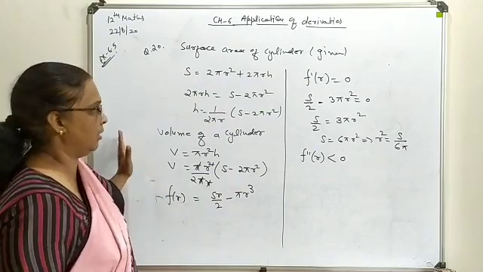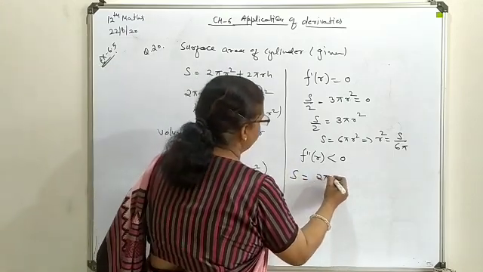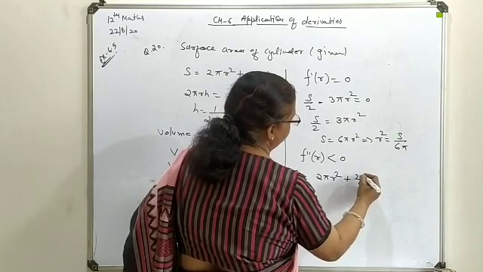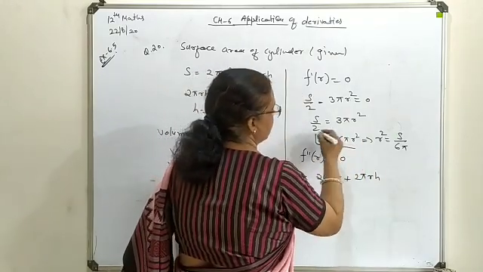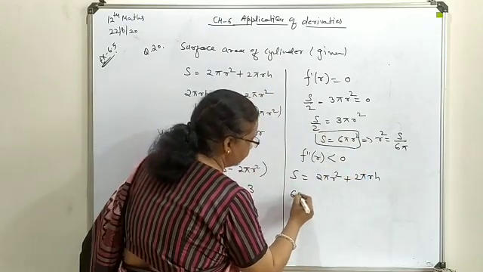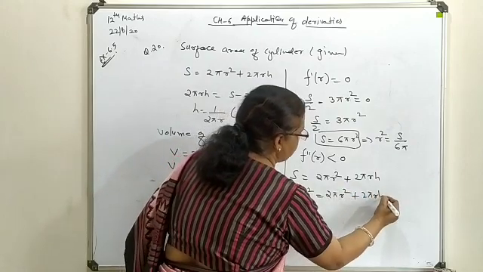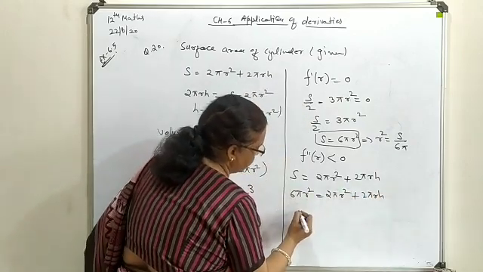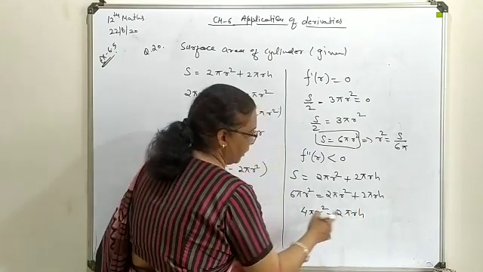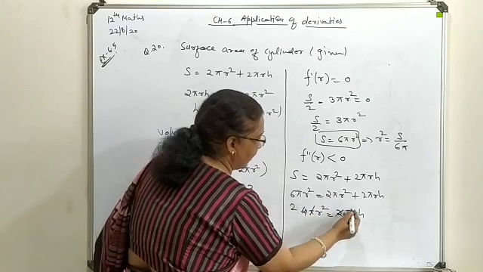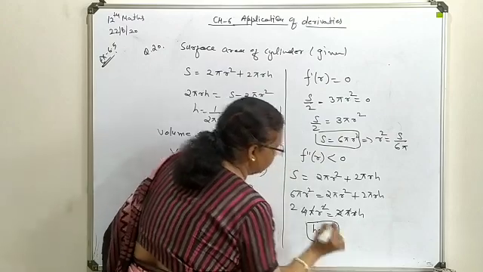Now the relation between h and r. So we have to start over here. S is 2 pi r square plus 2 pi r h. Here we have written s as 6 pi r square. So substitute over here: 2 pi r square plus 2 pi r h. Now shift, this gives you 4 pi r square equals 2 pi r h. Go for cancellation. This will be cut by 2, pi r cut, one r is cut. So here what we have generated? h is equal to 2r.